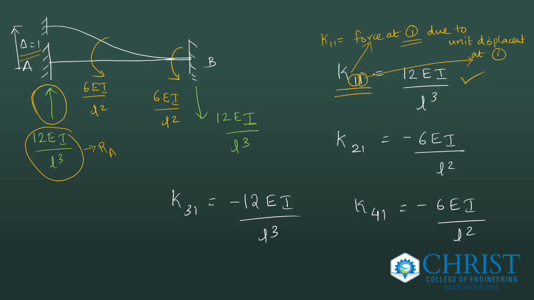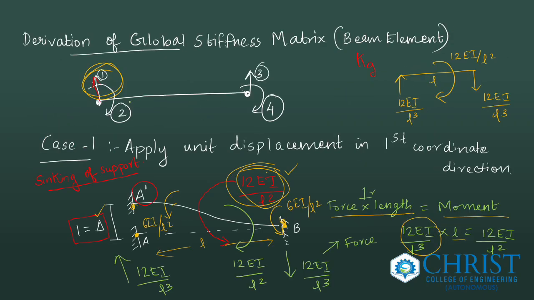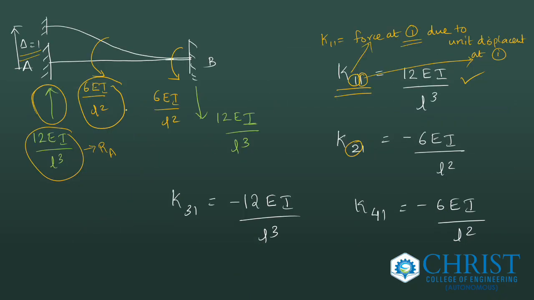This is my K11. And K21 is for the second system coordinate, that is the rotation coordinate. So I have to consider the value of the force produced in the moment direction. That is a rotation value of 6 EI by L square. It is acting anti-clockwise, which is opposite to that of system coordinate 2. System coordinate 2 is in the clockwise direction, but the moment produced in the structure is 6 EI by L square, which is acting anti-clockwise. So I gave a negative sign here, K21.